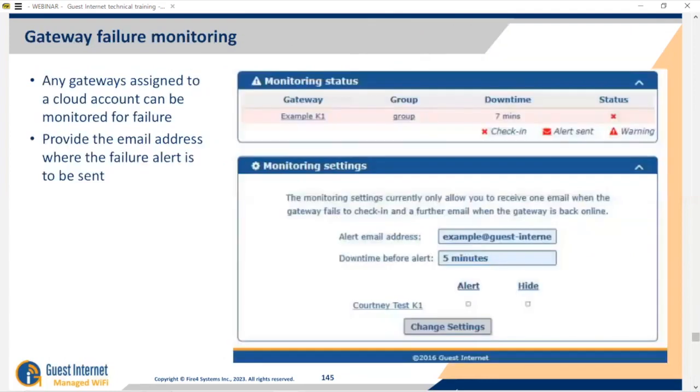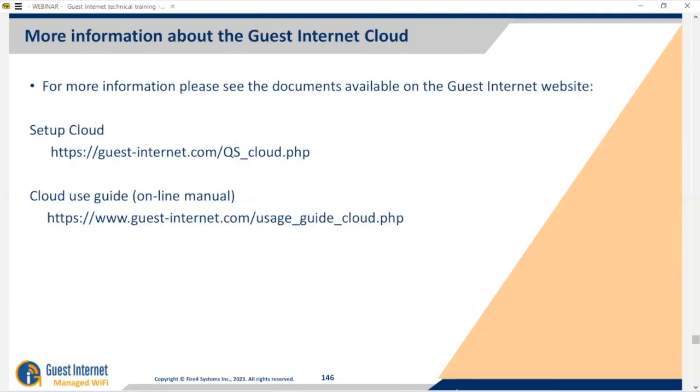We have gateway failure monitoring, which allows us to get alerts if the gateway fails or the internet connection to the site fails. And more information can be found at these links for the cloud setup and the cloud user guide. And these complement the product manual that we also have available that can be downloaded from the Guest Internet website.